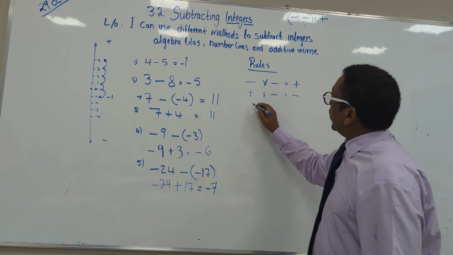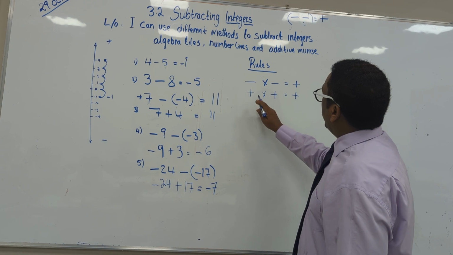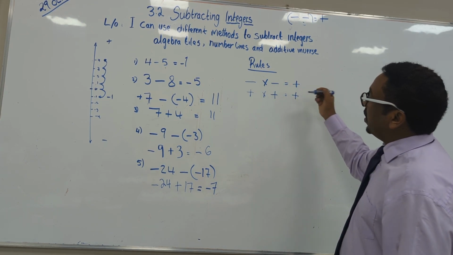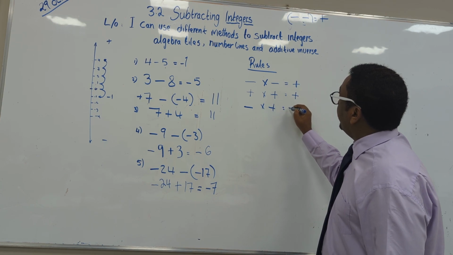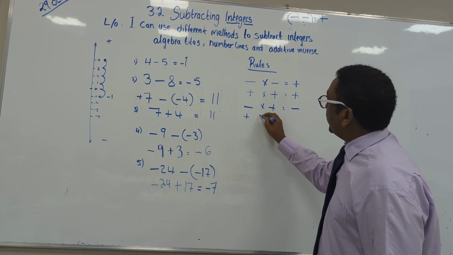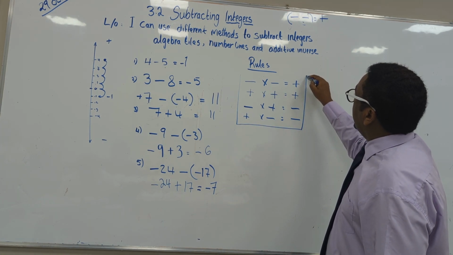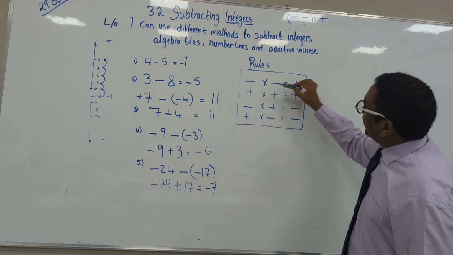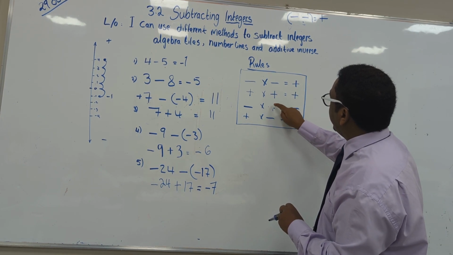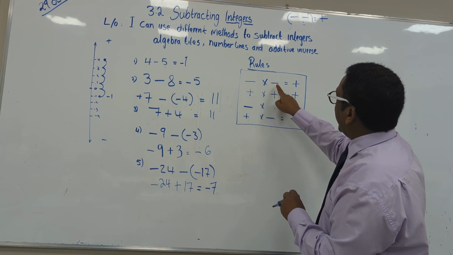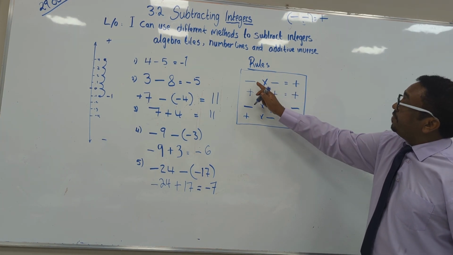Positive and positive: if they are the same, they will both give you plus. But if they are different, like negative times positive, it gives you negative. Or if you have positive times negative, that will also give you negative. So how to remember it? If they are different, they give you negative. If they are the same, they give you positive.